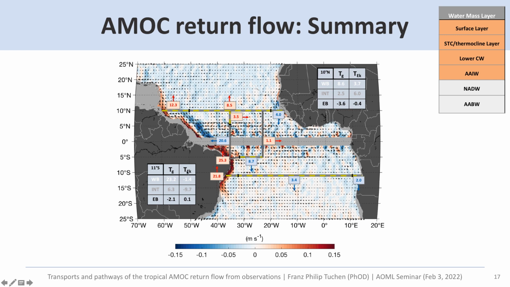So just a summary plot of all layers, and in total the AMOC return flow from Argo observations. So the mean velocity for this layer, including these 4 water masses, is shown in the colors. The meridional transport in the color shadings, and the horizontal component, so zonal and meridional, in the arrows.